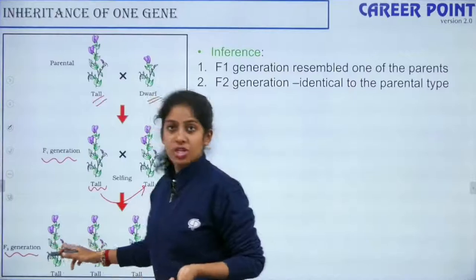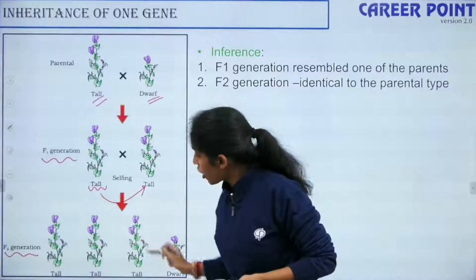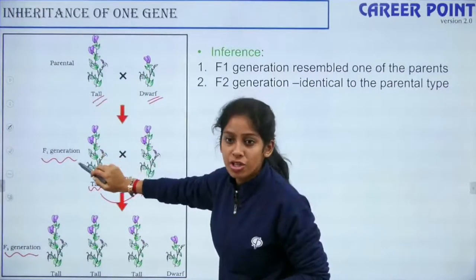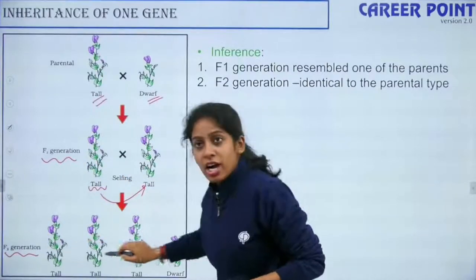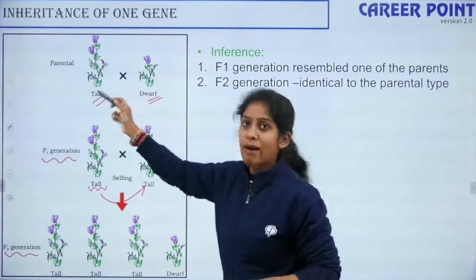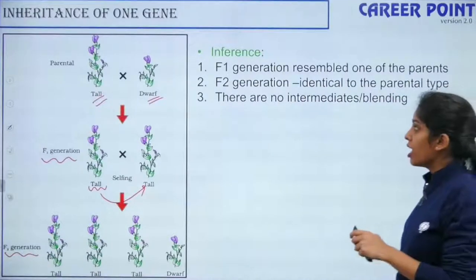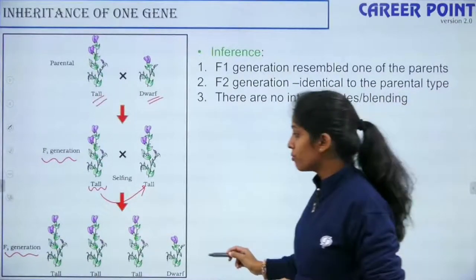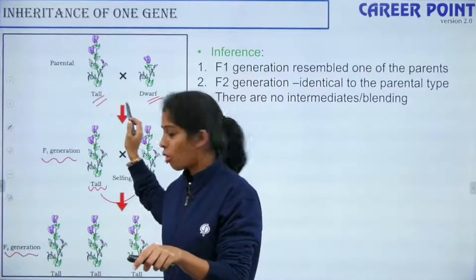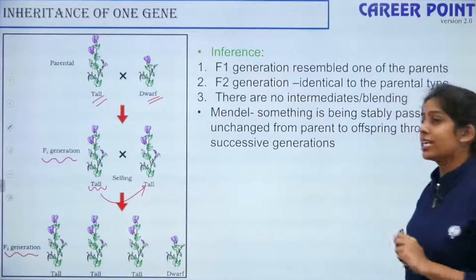But in the F2 generation, though you had four offsprings, tall, tall, tall and dwarf, they are all of the parental type, right? So this is the parental type, this is the F1 generation type, okay? Here you have your F2 generation, but they resembled the parental type. There is no intermediate variation. Yes, Divyansh, coming to that. There is no blending, which means I do not have a plant of intermediate height. I have parents who are tall and dwarf, so the offsprings are either tall or dwarf. There is no plant of intermediate height, right?